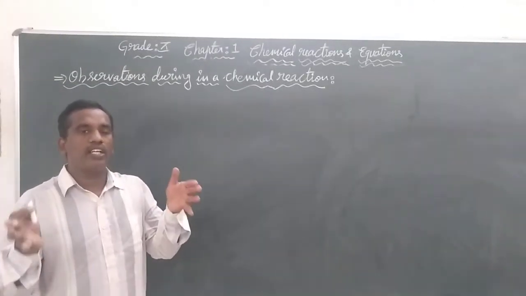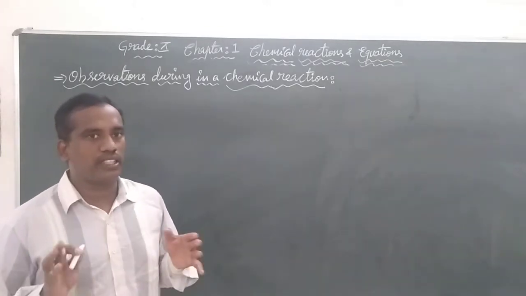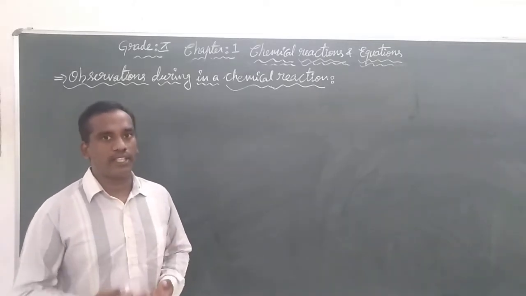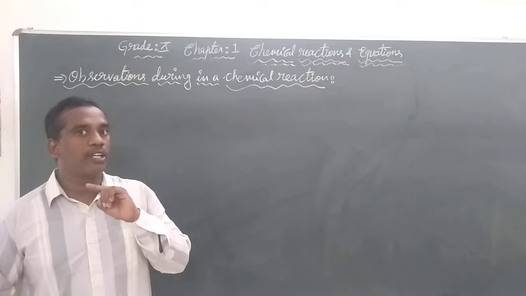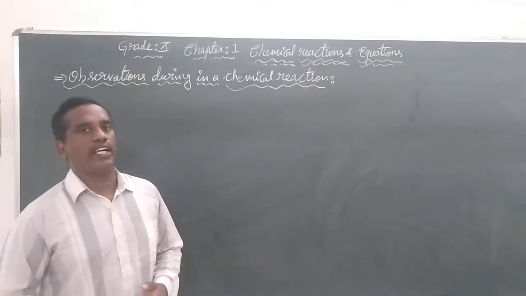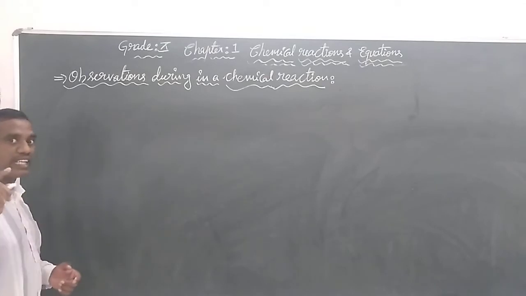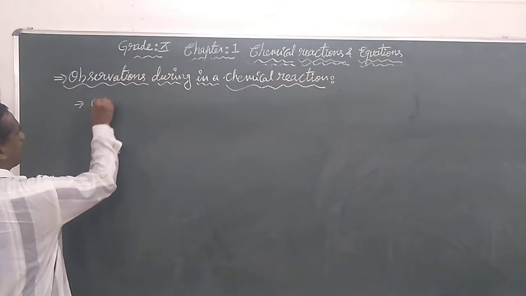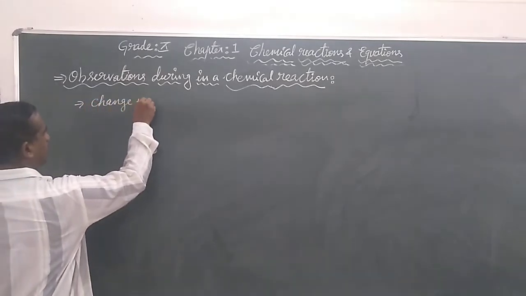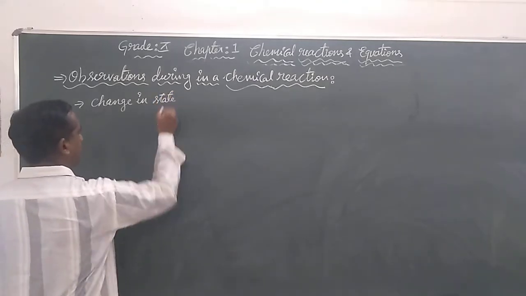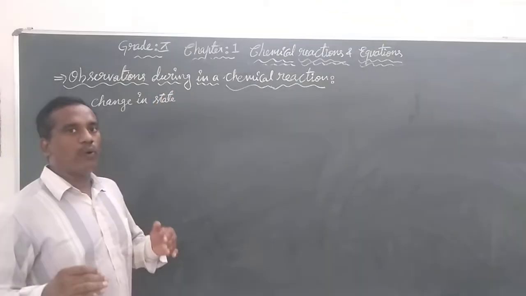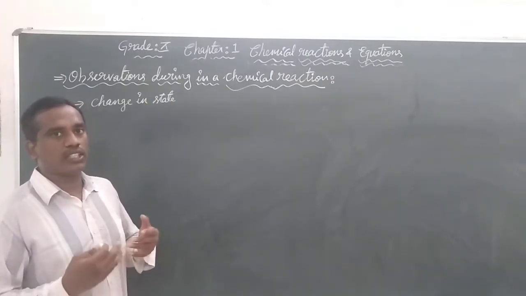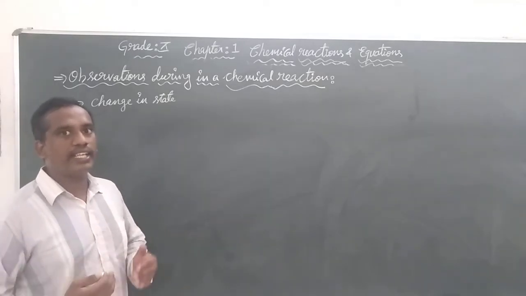Now we are bringing the final conclusions for all three activities that we have learned: activity 1.1, activity 1.2 and activity 1.3. In activity 1.1, what did we conclude? We observed during that chemical reaction a change in state. Magnesium ribbon was burnt to give magnesium oxide in powdered state. So there is a change in state.